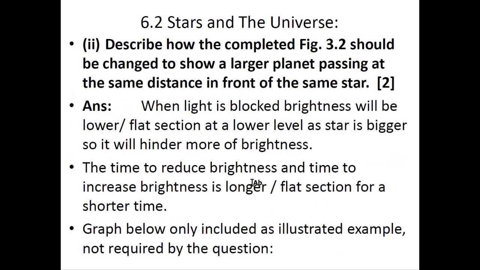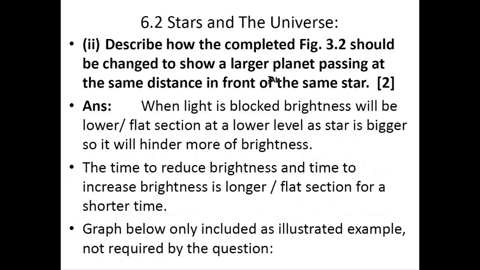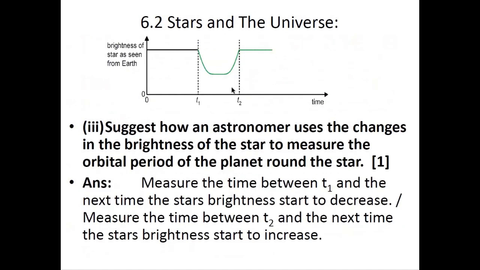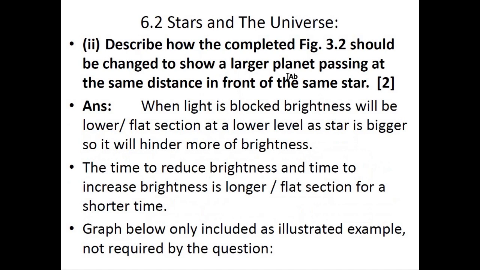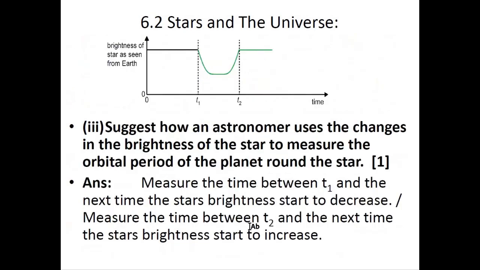So the time to reduce brightness and time to increase brightness would also be longer as the planet is bigger, and you would have to draw something like this. As you can see, now this graph is just for your understanding. You don't have to draw it in this question. As you can see, this time the brightness shown is lesser during the planet's passing.